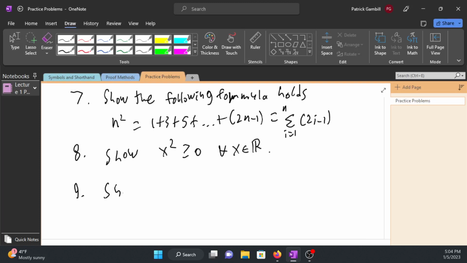You could also show n squared is greater than or equal to n for all n, which is going to be a natural number. Negative numbers, it's kind of silly, right? If n squared is positive already, based on number 8. And I think that's good enough.